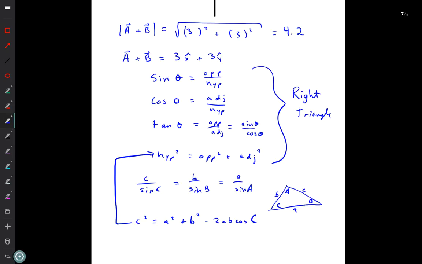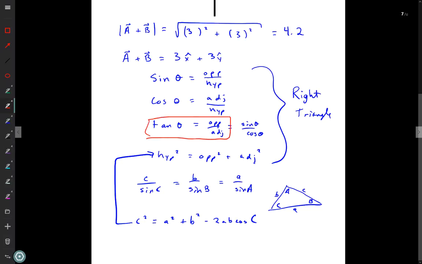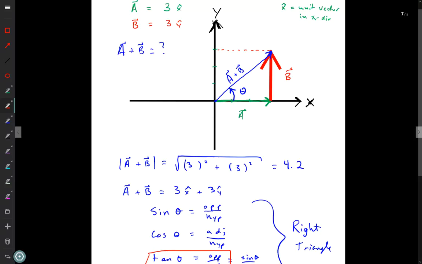So for my simple situation, I said that it would be best to use the tangent equation because we didn't have to calculate the opposite or adjacent, losing significant digits. So I am just going to take my triangle up here and say tangent of theta is equal to the opposite side from theta, which is over here, 3 vertical. The adjacent side is 3 horizontal. And so tangent of theta is 1.